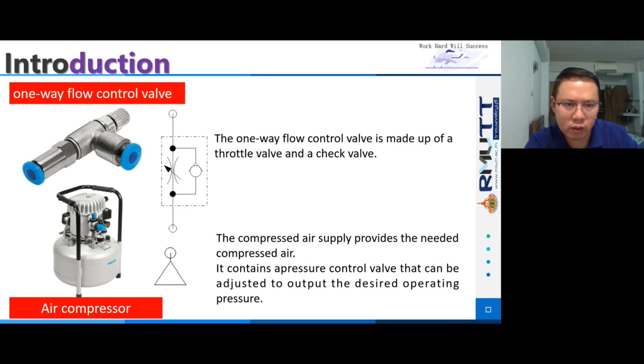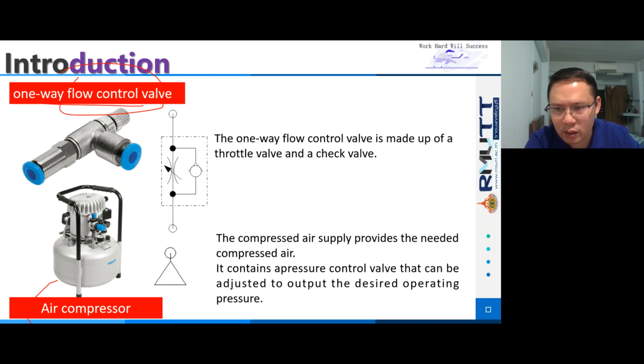The fifth component is the one-way flow control valve. It's made up of a throttle valve and a check valve. The check valve stops the flow from passing in a certain direction. The flow then passes through the throttle valve.